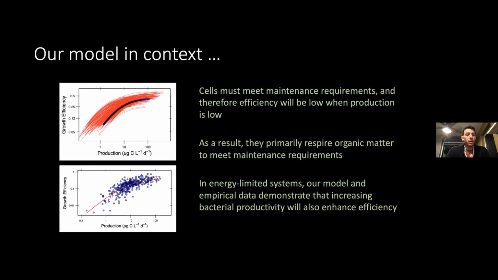So to put our model in context, cells must meet their maintenance energy requirements, and therefore efficiency will always be low when production is low. As a result, they'll primarily respire organic matter to meet their maintenance energy requirements. And to put this in the context of our ecosystems, our Quebec samples, in any energy limited system, our model and our empirical data demonstrate that increasing productivity, for example, adding nutrients to the system, will also enhance efficiency. And this is exactly what's happening with things like beaver ponds.